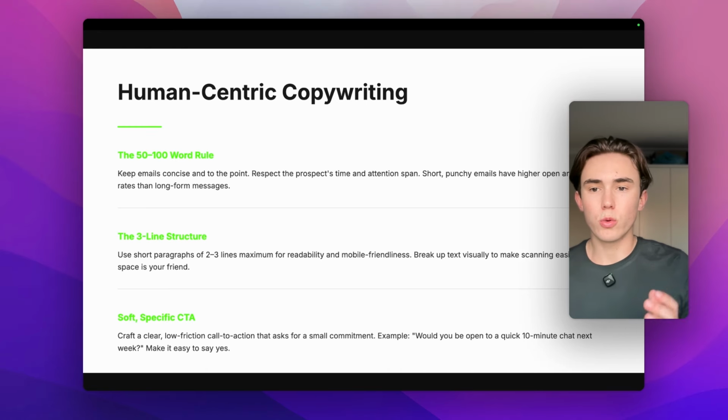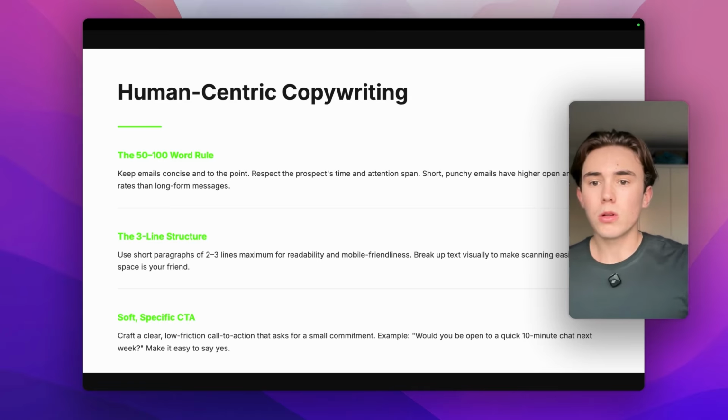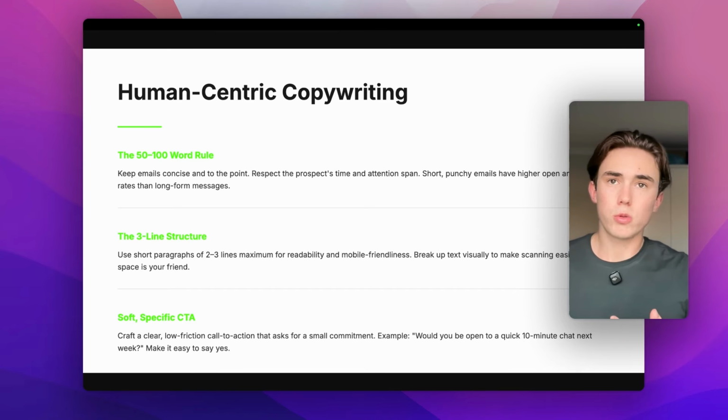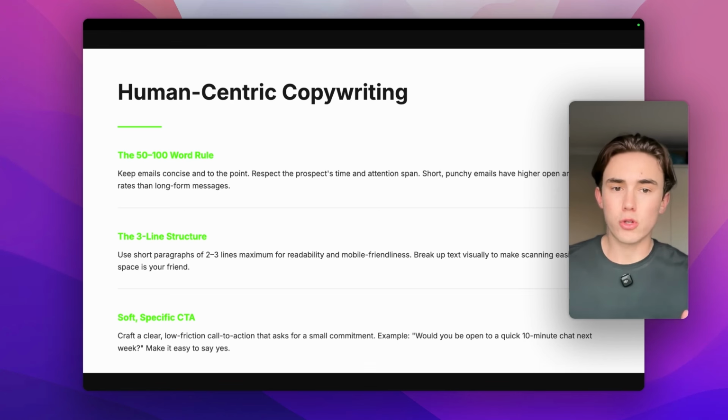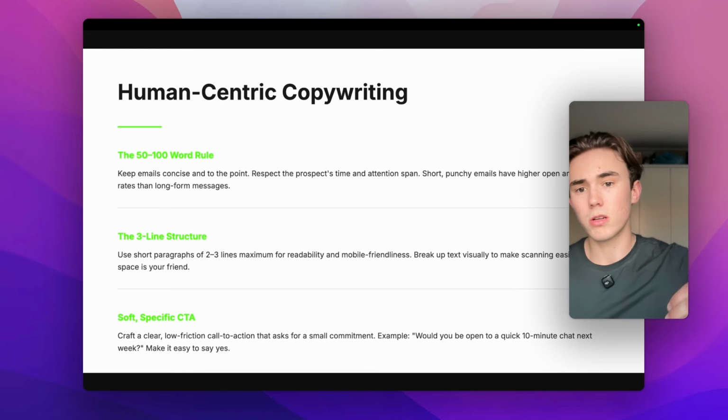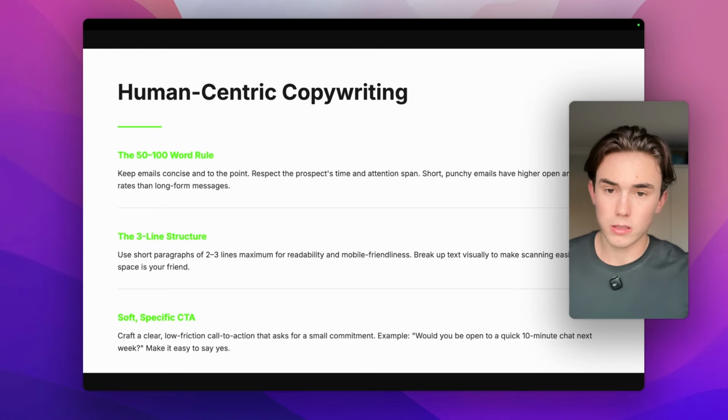The 50 to 100 word rule. Essentially what we want to do here is keep it as concise as possible. White space is key, right? We want to basically get our point across within 2 to 3 lines. We want to keep it short, punchy. They have the best reply rates. It's not email marketing where you're telling a story. You want to stay away from stories. You want to address the reason that you're reaching out, put in the offer and a short CTA.